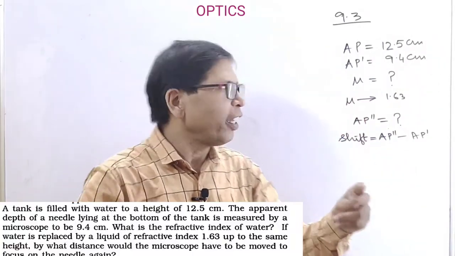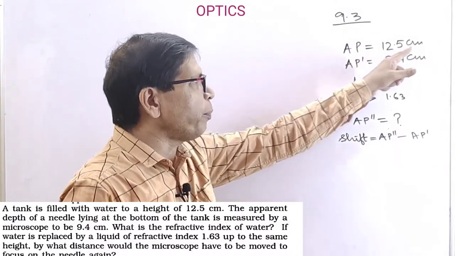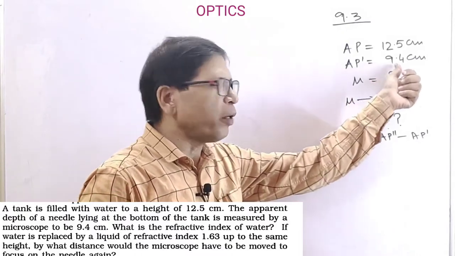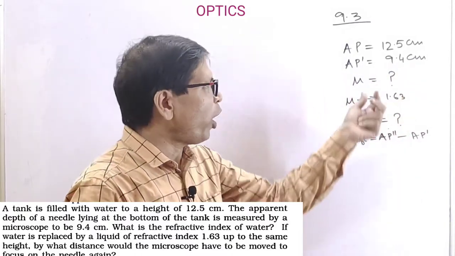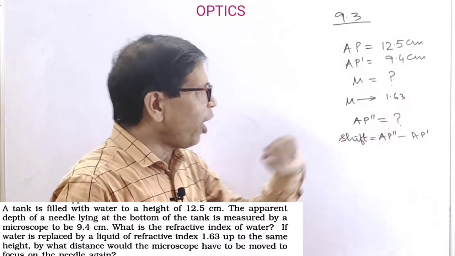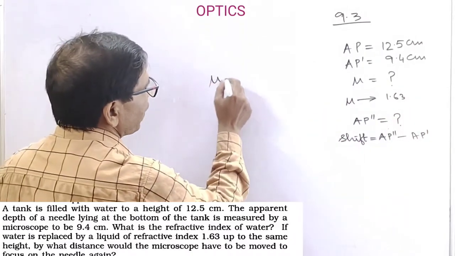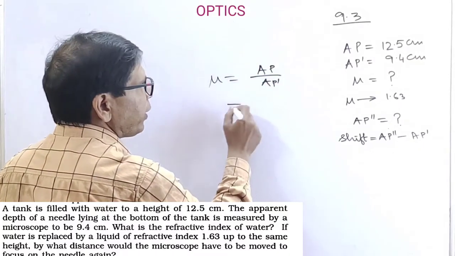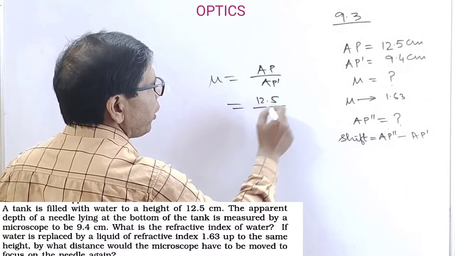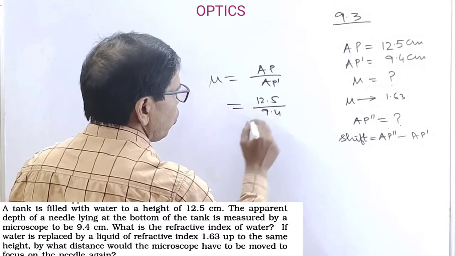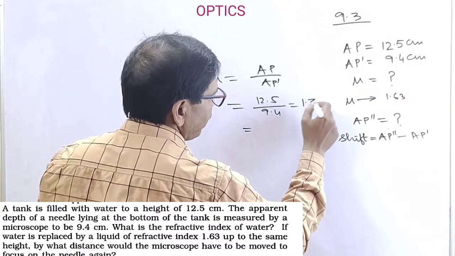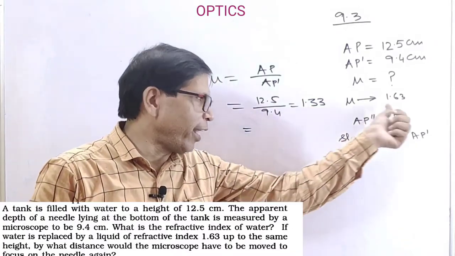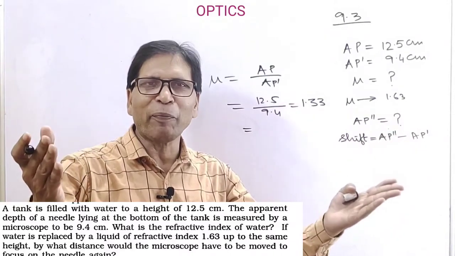Look at this. A tank is filled up to a height of 12.5 cm. The bottom of the tank is viewed at a depth of 9.4 cm. What will be the refractive index? Here mu equals AP divided by AP dash, so this is 12.5 divided by 9.4, which is 1.33.